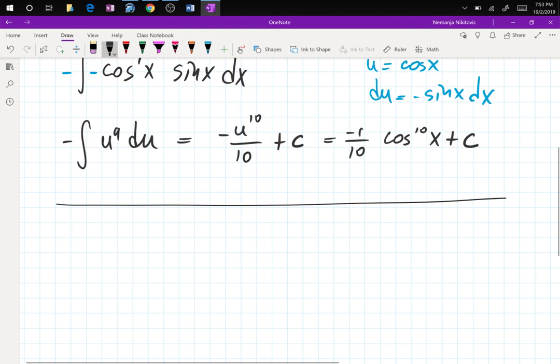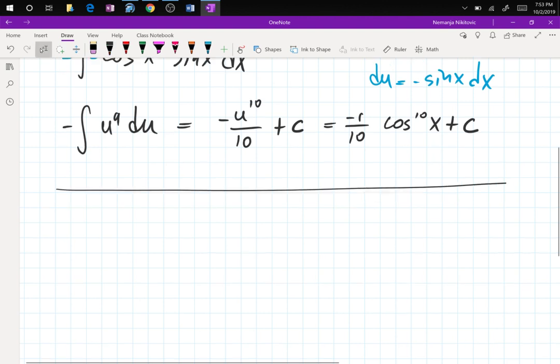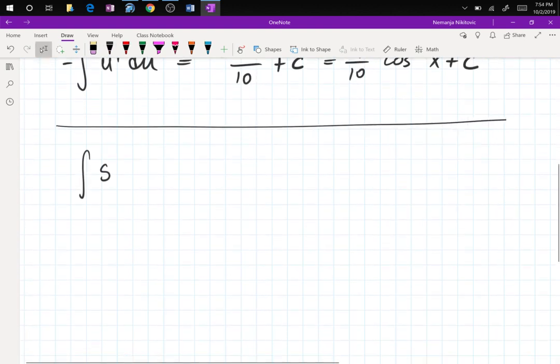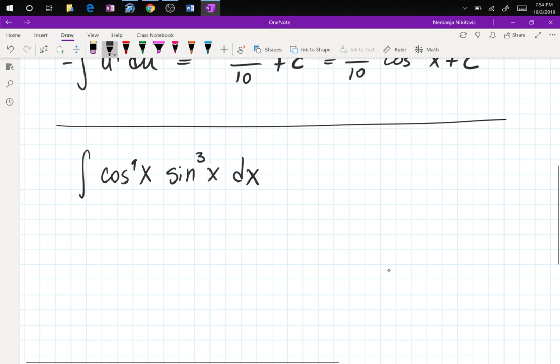Now, what is the Calc 2 type of fun? What is the upgrade that we are looking for? Now we are going to take a look at the same problem as before, cosine to the 9x, and now we're going to have sine cubed x dx. So clearly this problem is spicier, right? Because we have sine cubed now.